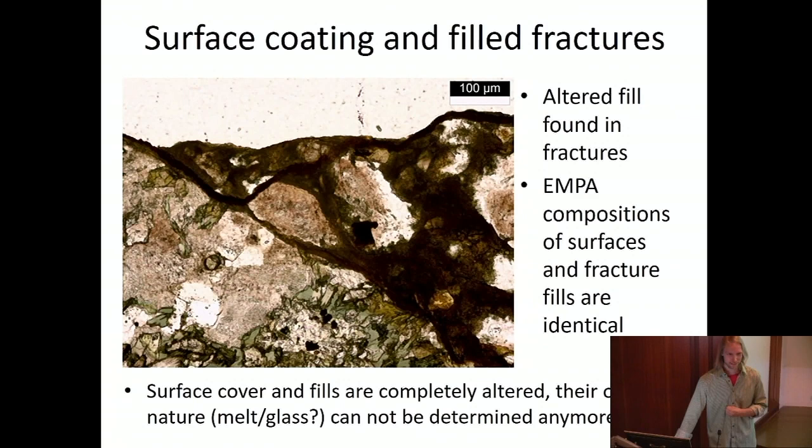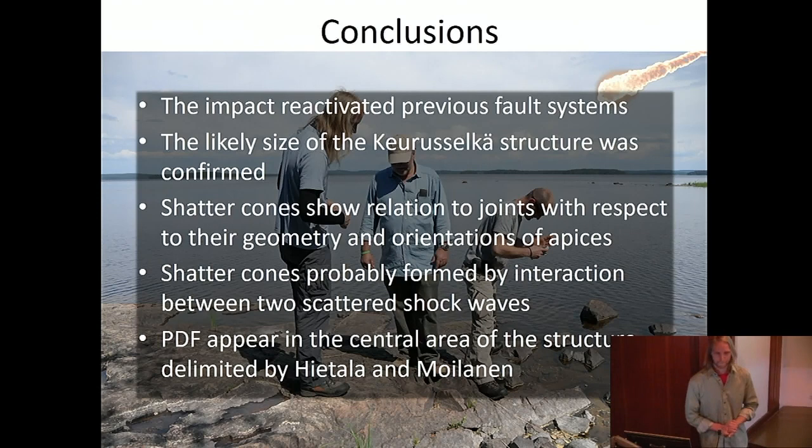So let's wrap up our findings. In conclusion, we found that the impact at Keurusselka reactivated previous fault systems. Based on shatter cone findings, the likely size of the structure was also confirmed. Shatter cones show relation to local jointing, both in their orientation and in their shape. This leads me to believe that, well, they are obviously not oriented in the direction of the main shockwave, but why not? So the bedrock at Keurusselka was already very much fractured before the impact happened.